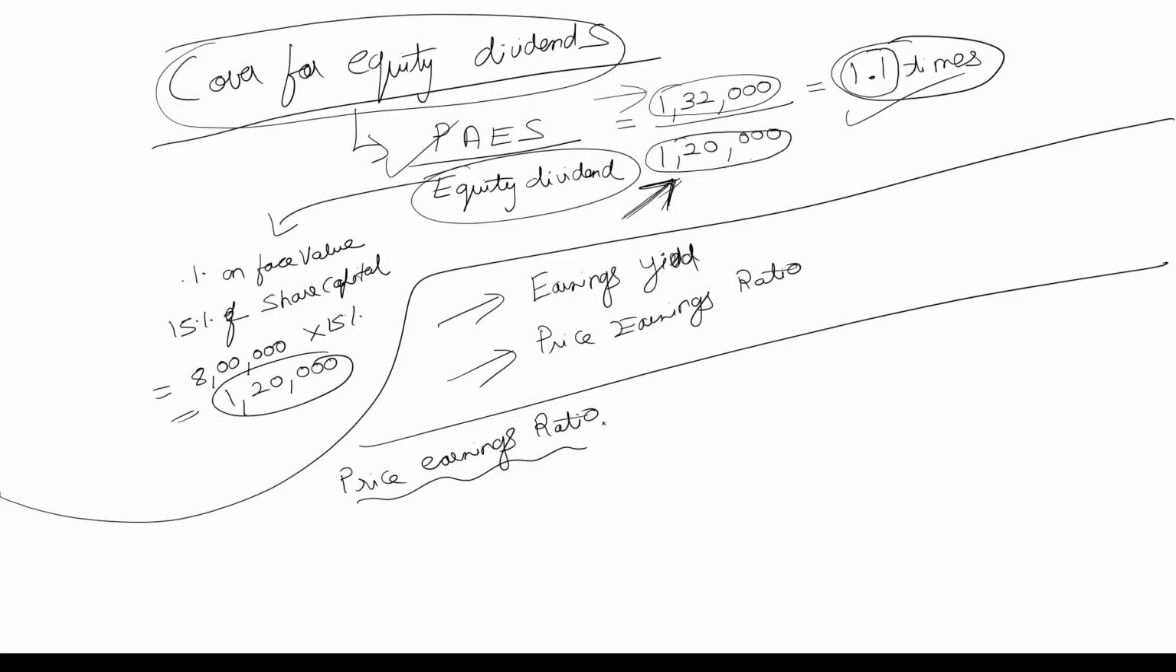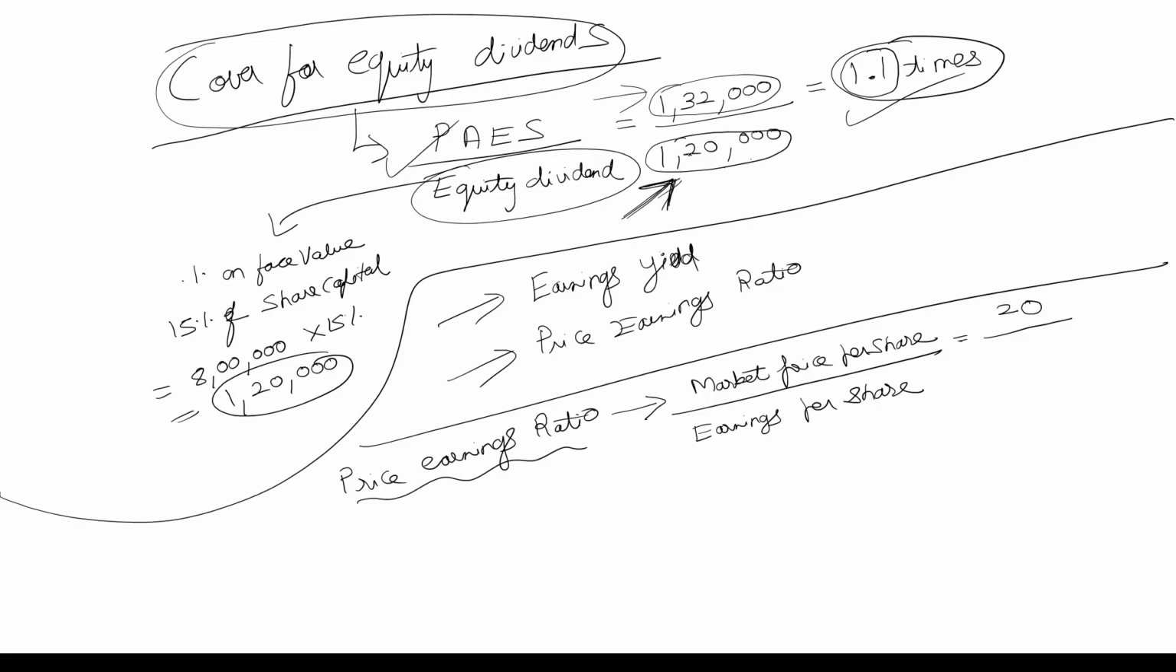Price earnings ratio is defined as market price per share divided by earnings per share. So in the question, we are told that the market price per share is 20. We need to calculate the earnings per share.